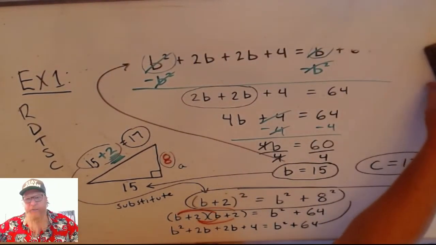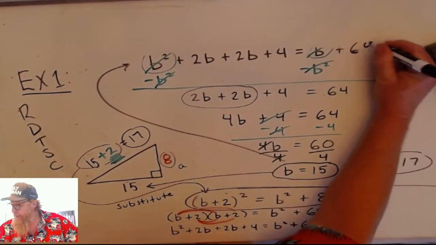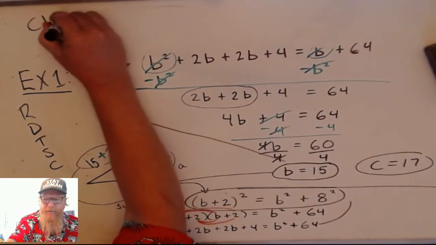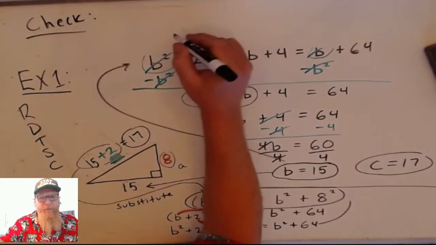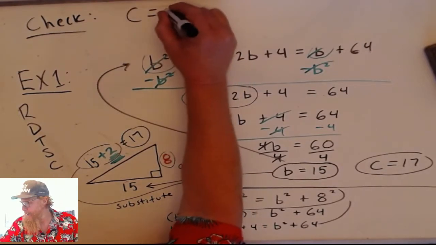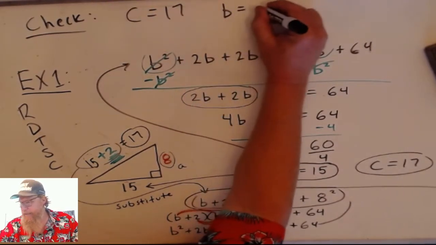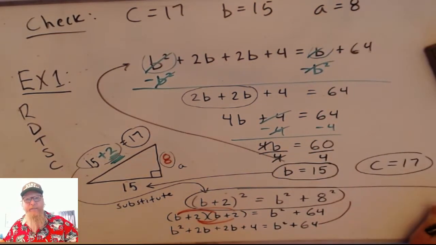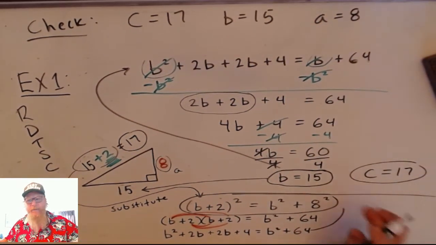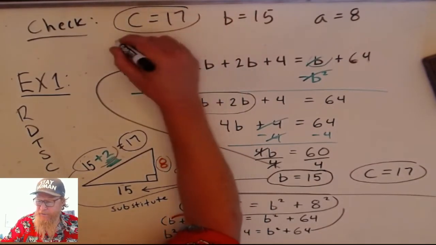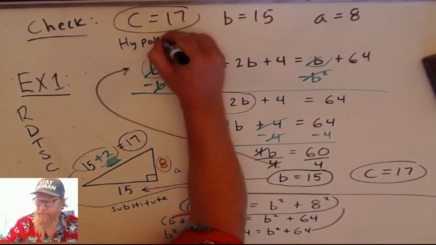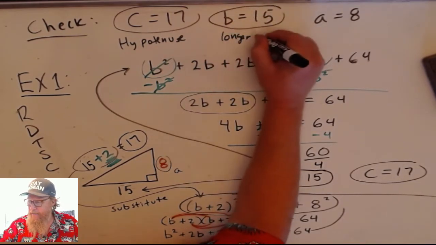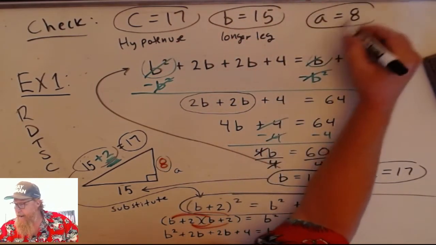Okay, so let's go ahead and check our equation. Let's go ahead and check up here. So we have c is 17, b is 15, and a was given to us as 8. All right, this is the hypotenuse. This is the longer leg. And a is the shorter leg.